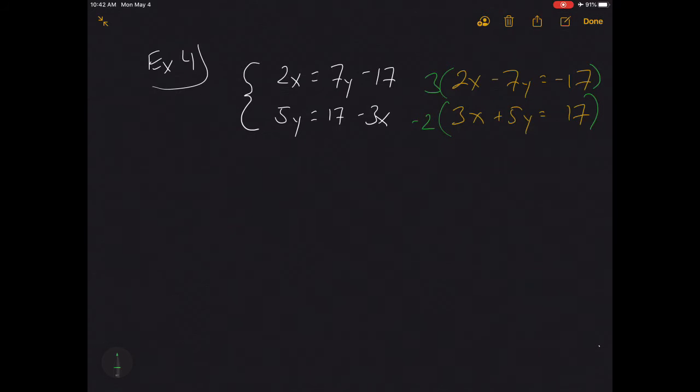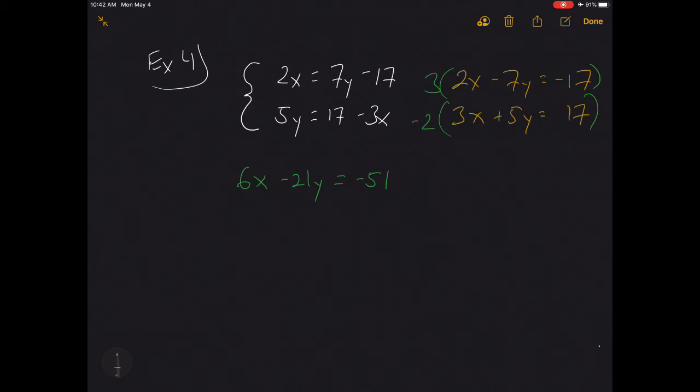method. Again, the biggest thing is make sure you multiply every single piece in the parentheses by the number on the outside. You can't leave off one of them. So on the top one, 3 times 2x is 6x. 3 times negative 7y is negative 21y, equals, and don't forget the right side, 3 times negative 17 is negative 51. Okay, and in the bottom equation, now we're going to multiply everything through by a negative 2.